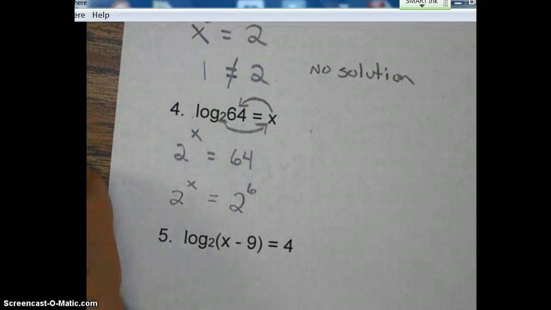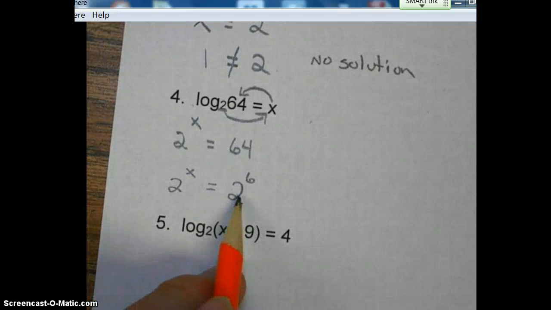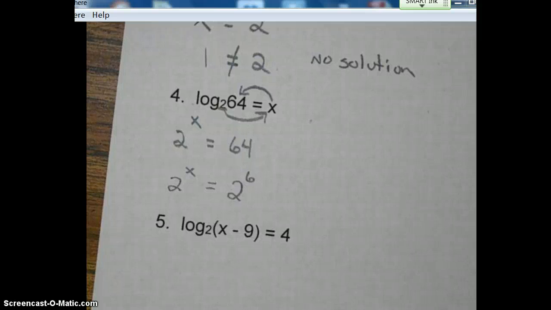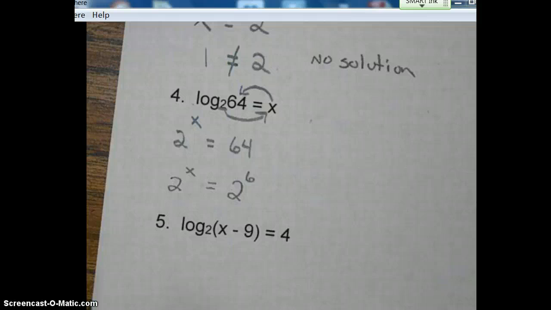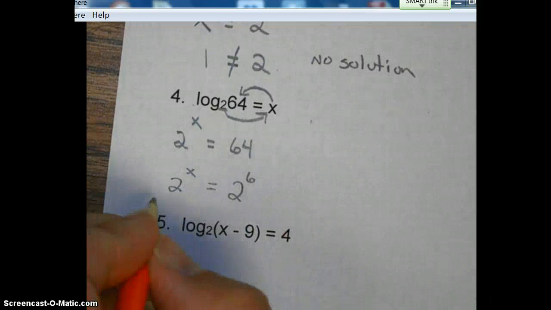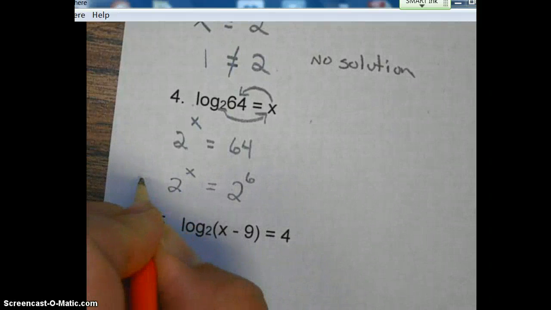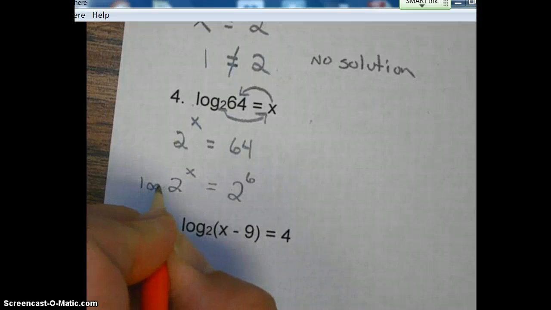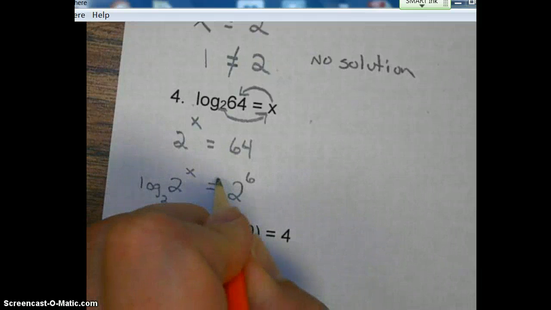At this point, we can cancel out the 2's by taking log base 2 of both sides, because remember, exponents and logarithms are inverses, so logarithms would cancel out exponents. So we're going to have log base 2 on both sides, which will cancel out the 2. I'm just going to go ahead and do log base 2 on this side, and on this side do log base 2.